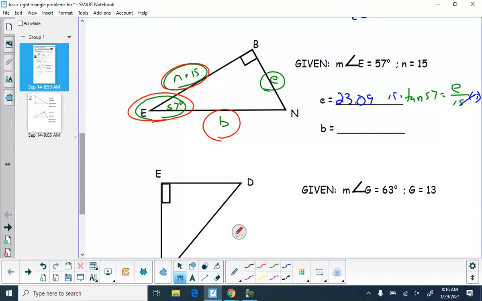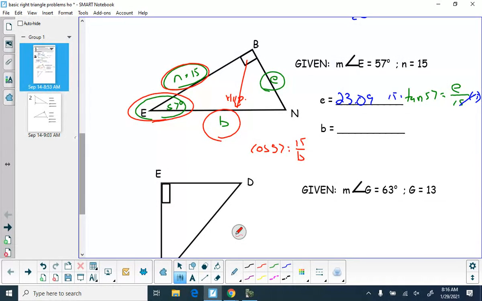Debbie, what trig ratio do you have? That's correct. Cosine of 57 is equal to 15 over b because it's the adjacent leg over the hypotenuse. Here's your right angle. Your hypotenuse will be opposite your right angle. So we have adjacent over hypotenuse. Now the difference is our variable is on the bottom, not on the top. But we follow the same method of madness.